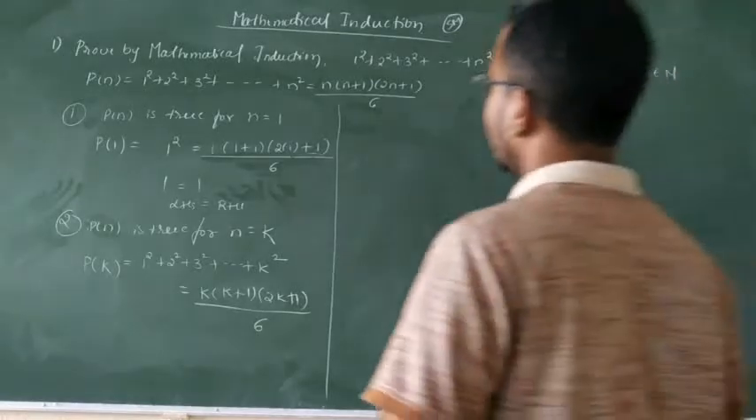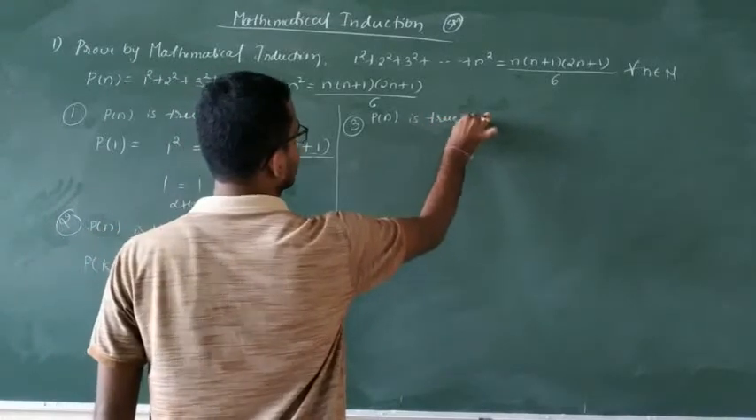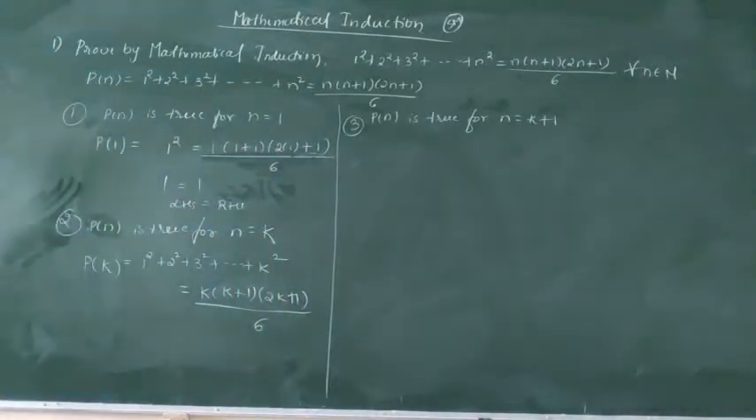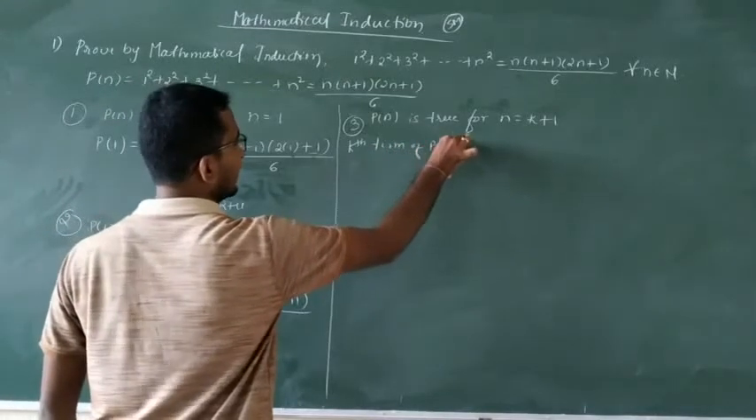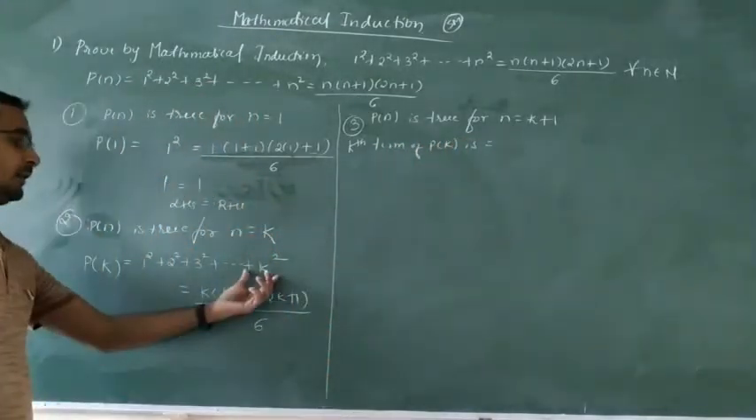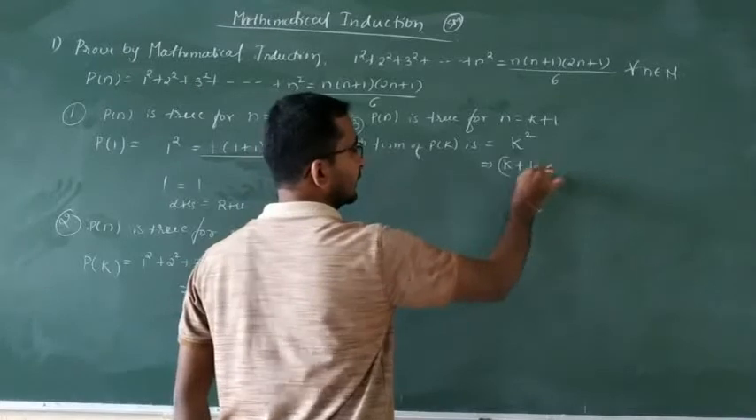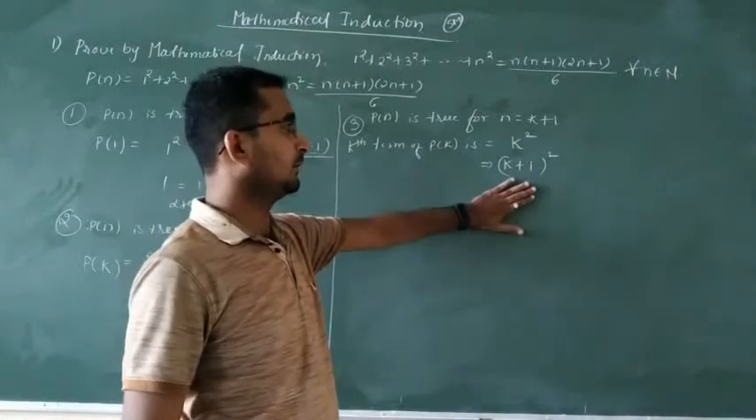In the next step, P of n is true for n is equal to k plus 1. So before solving for P of n is true for n is equal to k plus 1, what we have to do is take the kth term of P of k. The kth term of P of k is k square. So in place of k, substitute k plus 1, then it is k plus 1 whole square. Don't expand it by the A plus B whole square formula. This is k plus 1 whole square.